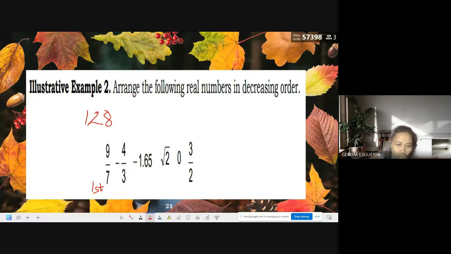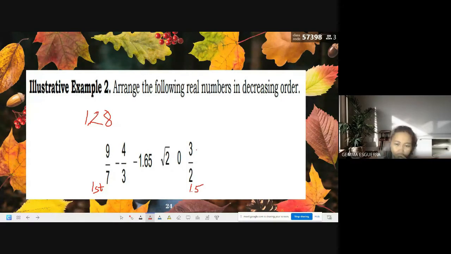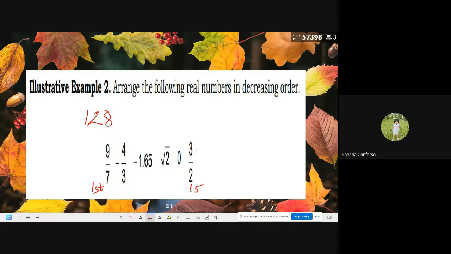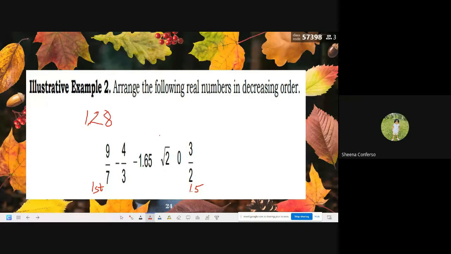What is square root of 2? Yung 3/2, this is 1.5, diba? 1.4. 1.4 ba ang square root of 2? 1.41.